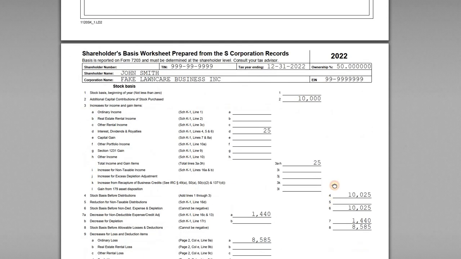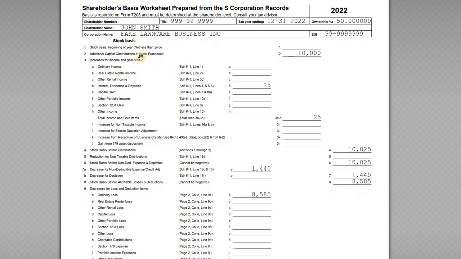Remember, he put in $10,000 in cash. And so this K1 package includes a basis worksheet. So the shareholder basis worksheet prepared from the S Corp records, right? So this is done as part of the S Corp return. But as it notes here, your basis is reported on the 7203 and is determined at the shareholder level, right? And so that's really important because the basis worksheet prepared by your S Corp might not necessarily match with your actual basis in the stock, right? And what you would report on your 1040. But in this case, they will match because everything is relatively straightforward.